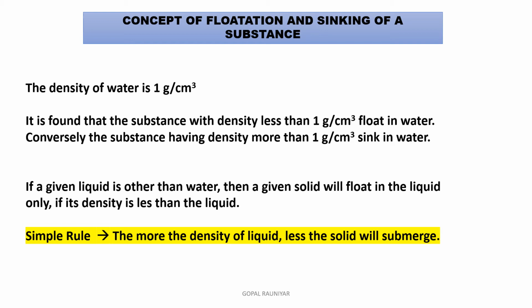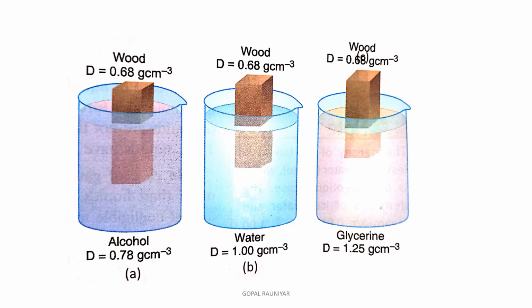Or we can say, for a given liquid other than water, a solid having density more than the density of that liquid will sink, and an object having density less than that of the liquid will float. Simple rule: the more the density of the liquid, the less the solid will submerge. Let's see with an example. For a given liquid other than water, the given solid will float in the liquid only if its density is less than the liquid.